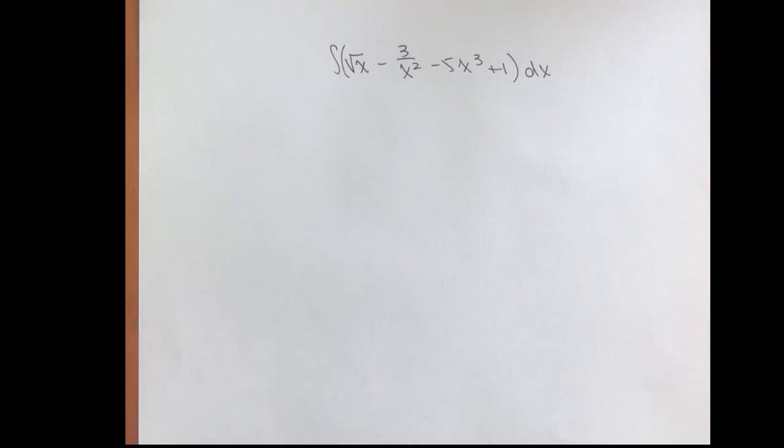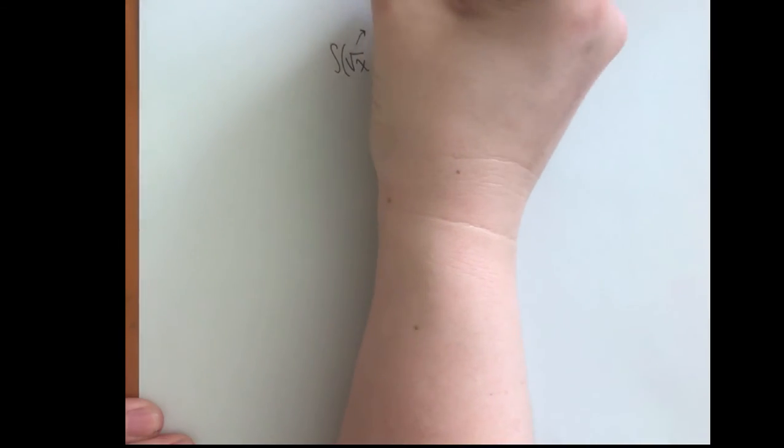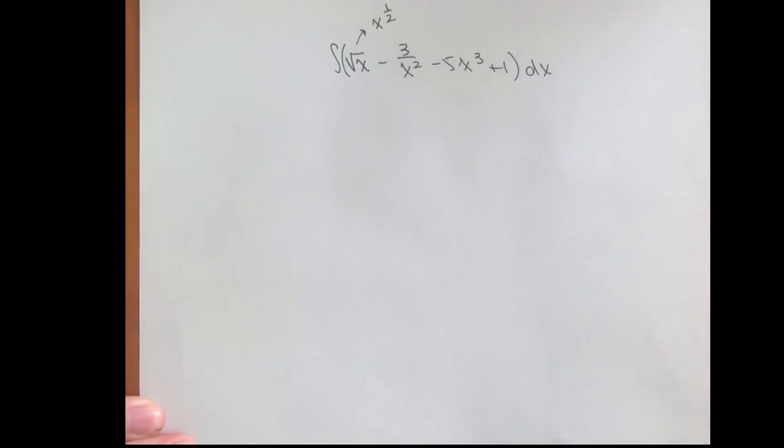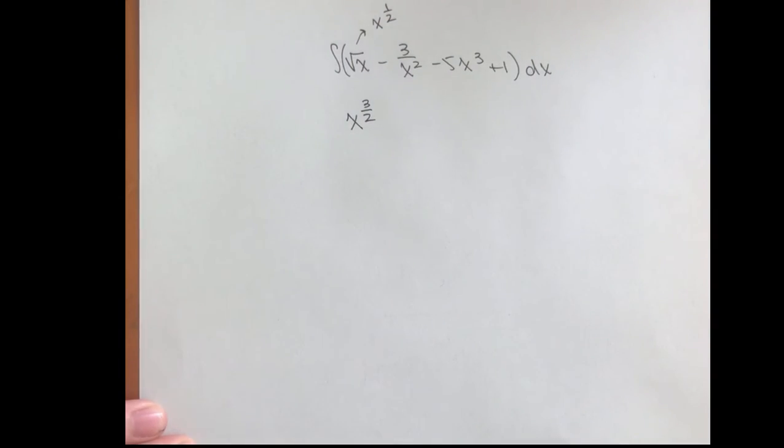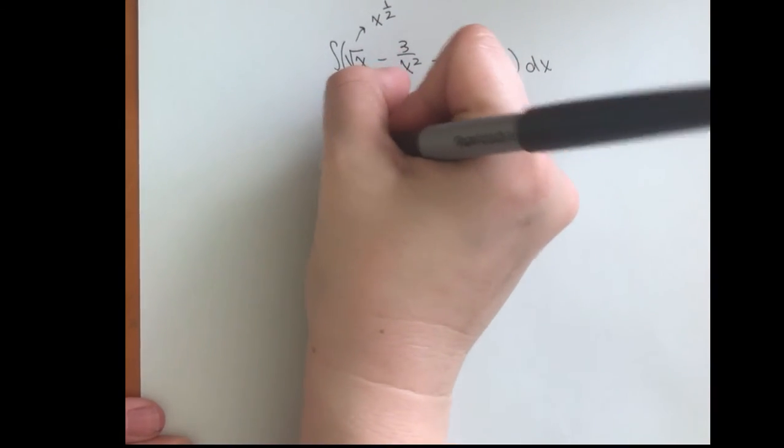In my last example, I have a few different types of terms. I know I'm just adding in a square root, but that doesn't change anything that we've done so far. The power rule is still add 1, divide by the new exponent. So remember that this is x to the 1/2. So adding 1 now makes this x to the 3/2. Divide by the new exponent.